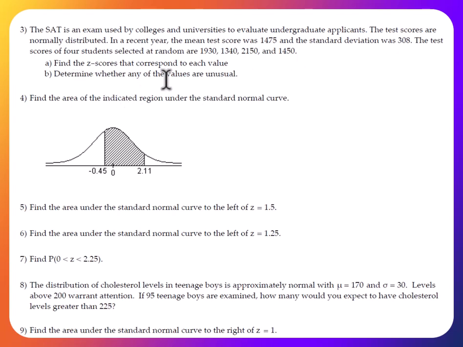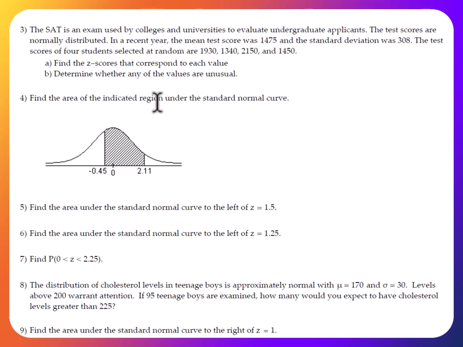For part B, determine whether any of the values are unusual. If one of the values is more than 2 or less than -2, then you can say that this value is unusual. If all the values are between -2 and 2, then none of them are unusual. They are usual values.